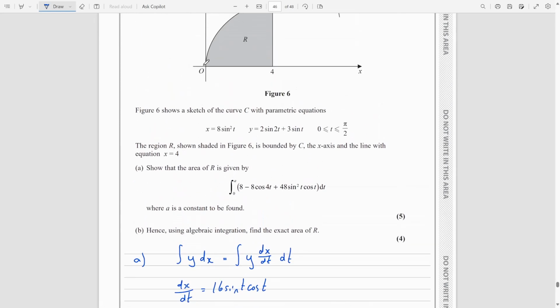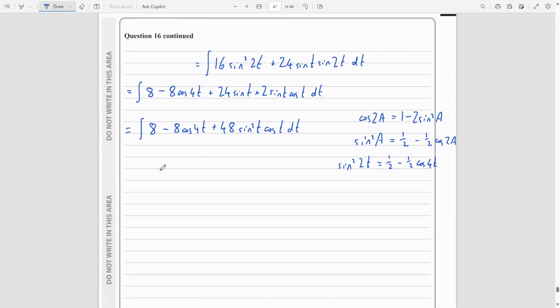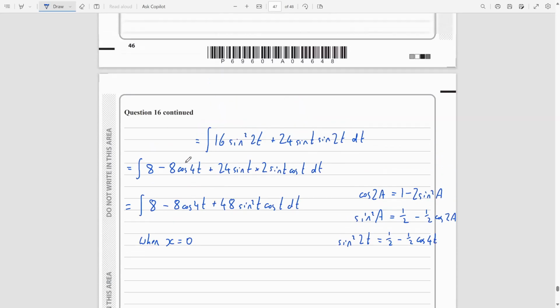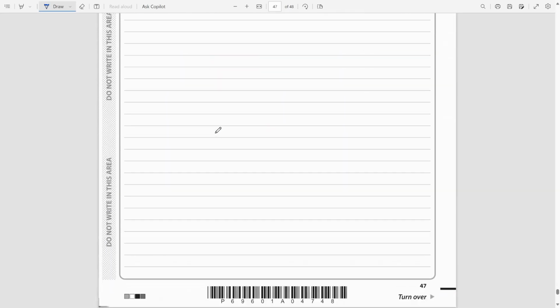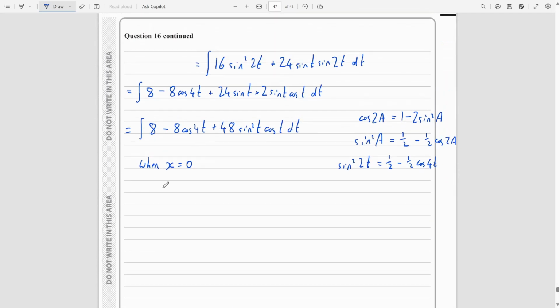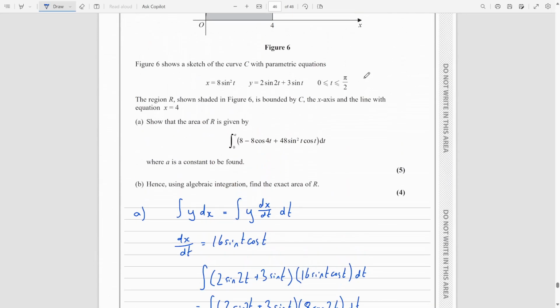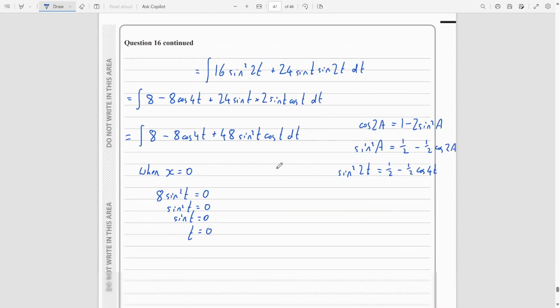So the original limits were 0 and 4. Now those were x limits. We need to convert those into t limits using this formula here. So we can say when x equals 0, and the formula was 8 sine squared t, 8 sine squared t equals 0. So we just get sine squared t equals 0, sine t equals 0, and t equals 0. You just take the first t value solution you find in this range. In fact, it's the only one in this range.